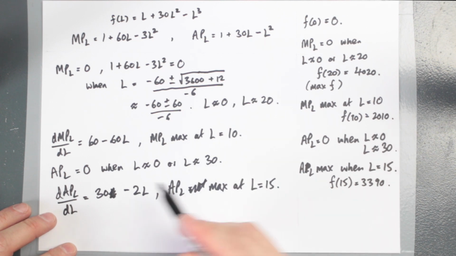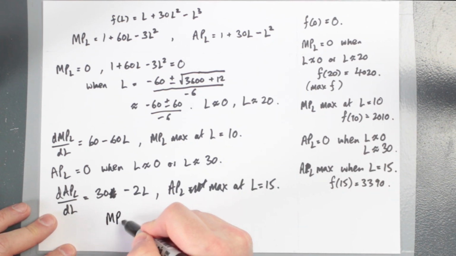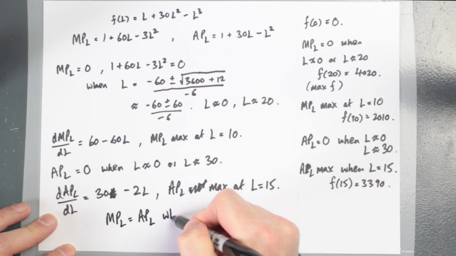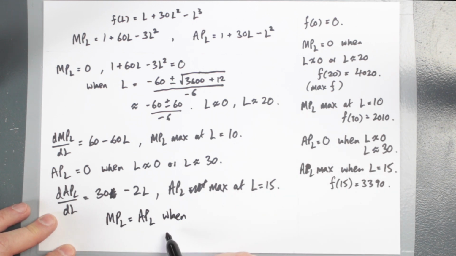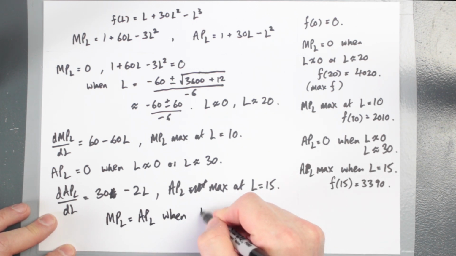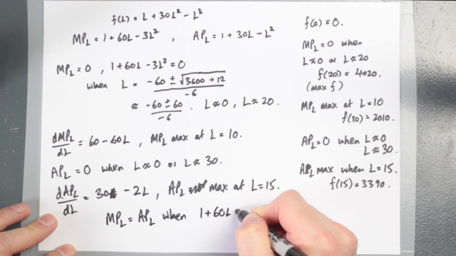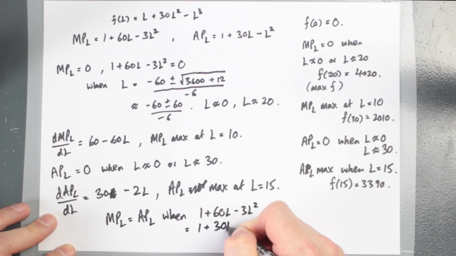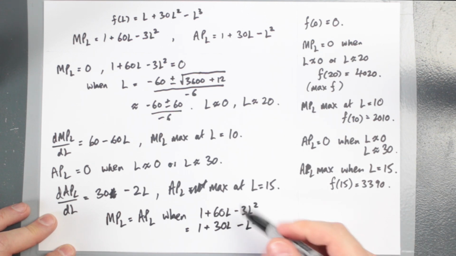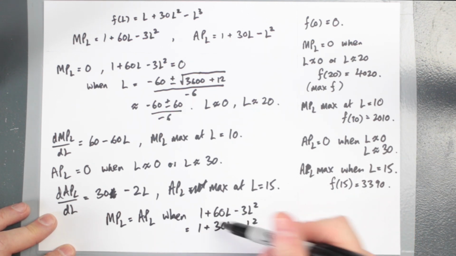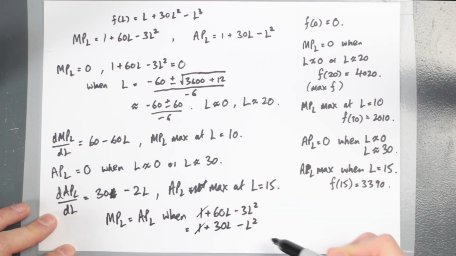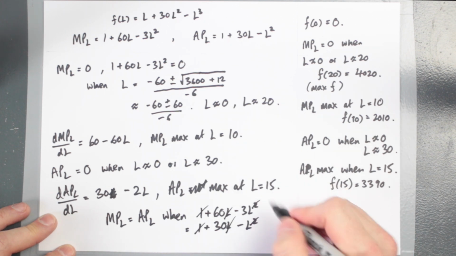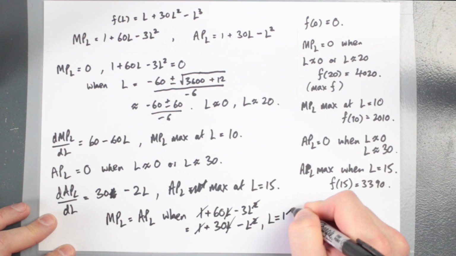What can we say about this? Where do they cross each other, or do they cross each other at all? Because we're going to draw them on the same diagram. So if I solve this equation, MPL equals APL, so I'm solving 1 plus 60L minus 3L squared equal to 1 plus 30L minus L squared. Okay, this looks more complicated than it is. The ones will cancel out straight away, I can divide by these L's and get rid of these. So I get a nice simple expression that this occurs when L is 15.